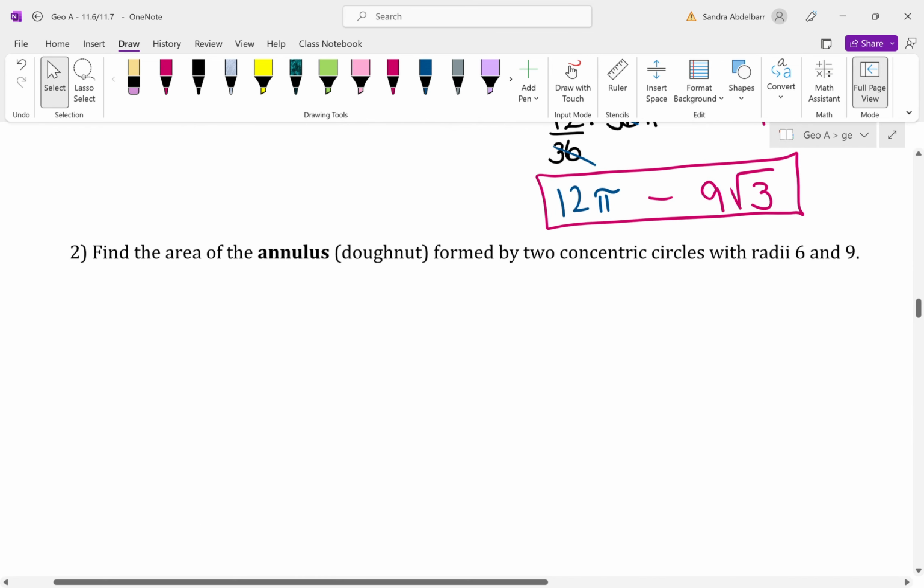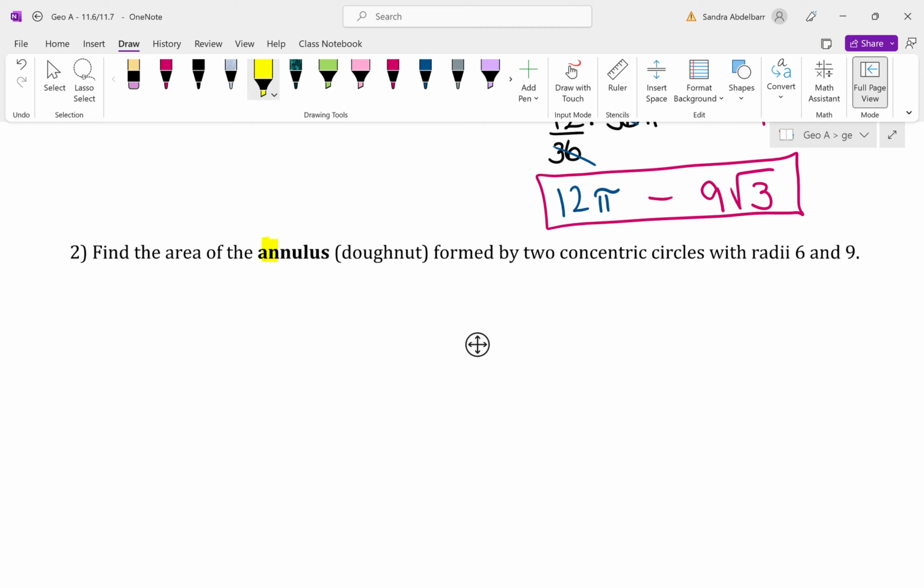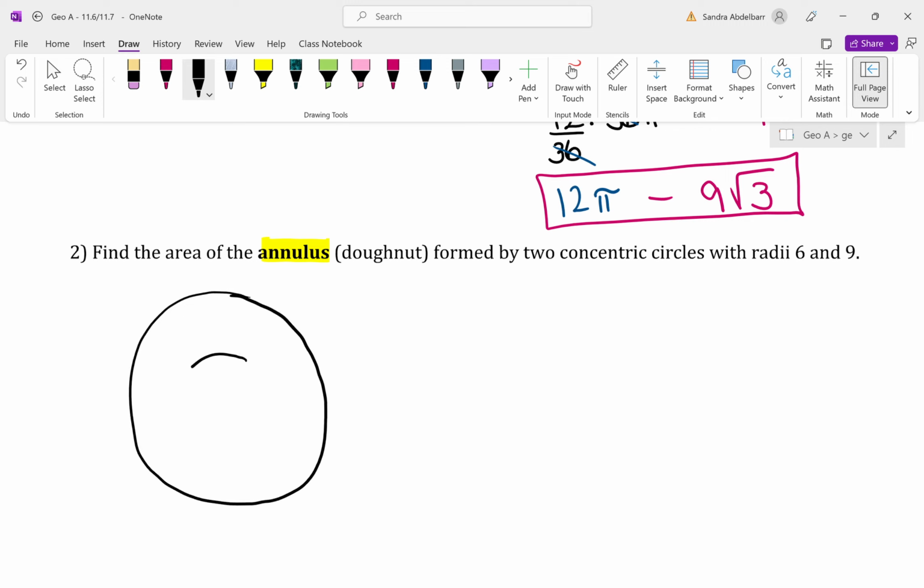So it says find the area of the annulus formed by two concentric circles with radii 6 and 9. All right, we need to know what this word annulus means because on the test, if it shows up, I won't be able to tell you. So what it is, if you have a donut, not like a Boston cream, a normal donut, right? The annulus is the area that you can frost. This yellow shaded area, that's the annulus.